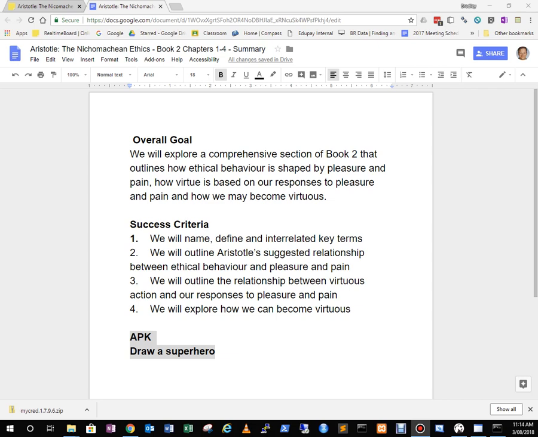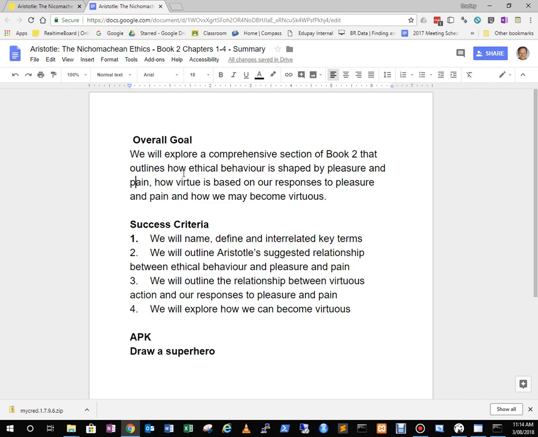So what are we going to achieve today? Well, we're going to explore a comprehensive section of Book 2 that outlines how ethical behavior is shaped by pleasure and pain, and more importantly, how ethical behavior is shaped by our responses to pleasure and pain, or shaped by how we are taught to respond to pleasure and pain. That idea of how we are taught to respond to pleasure and pain really does help us understand how one engages in what is right or wrong.